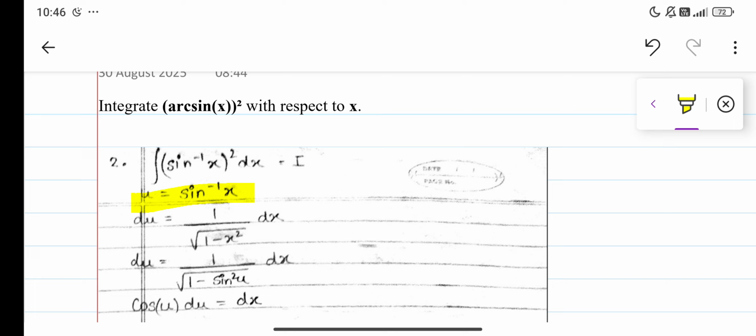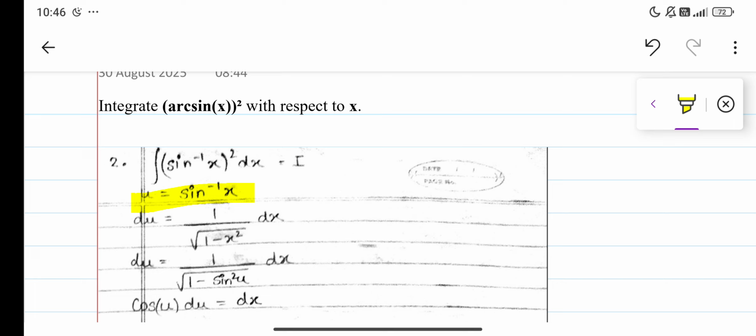Now one thing I would like to clear at this stage is that I have used the variable u. I would suggest you should use z, y or any other variable instead of u, because if you are using integration by parts in any of the later stages, it may confuse you, right? And we will see why I'm saying this. So du equals 1 over under root 1 minus x squared dx, that is the derivative of sine inverse x.